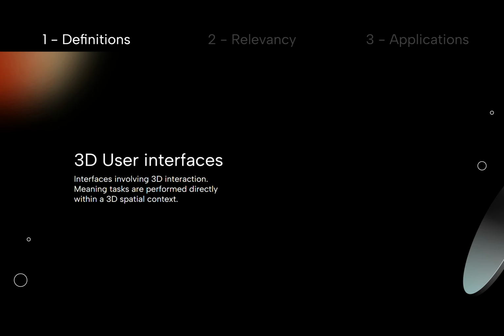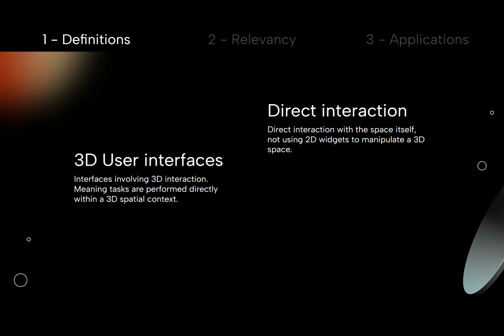In fact, defining 3D UIs can be tricky, but a simple explanation comes from the 3D User Interfaces: Theory and Practice book, where they are described as interfaces involving 3D interactions. So this means that the tasks are performed directly within a 3D spatial context. This definition is good, but with this one we need to define two other ones. The first one is direct interactions, because unlike systems where you manipulate 2D widgets to control a 2D space, true 3D UIs involve direct interaction with the space itself.